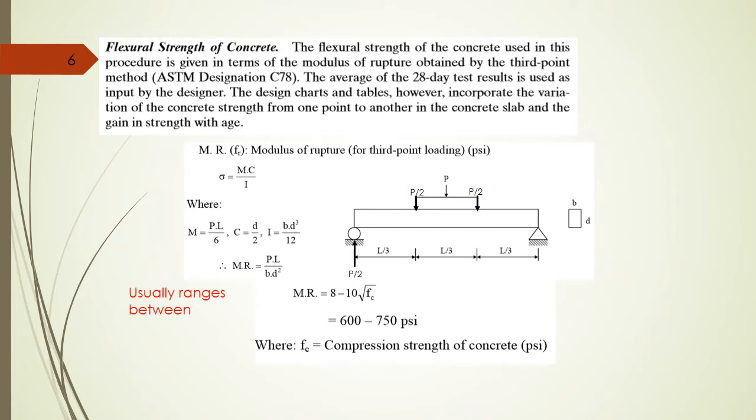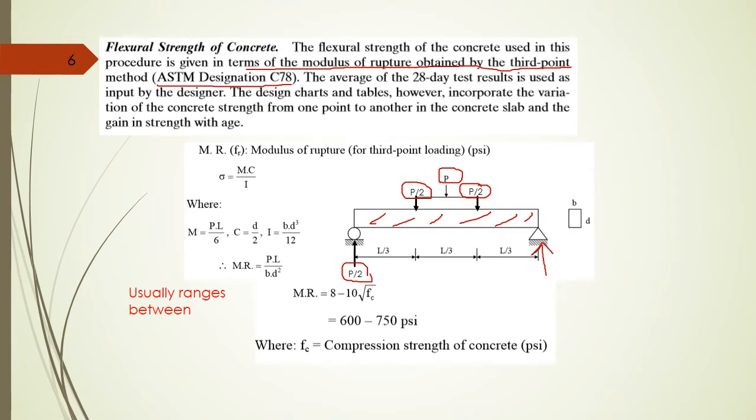Flexural strength of concrete. The flexural strength of concrete is used in the PCA method in terms of the modulus of rupture obtained by third point bending and the ASTM designation C78 if you want to know more about this test. Here you have this concrete slab, or a concrete beam, which is subjected to loading P. This P is divided on two supports, P over 2 and P over 2. You will have this reaction here also P over 2, and this one will be also P over 2.